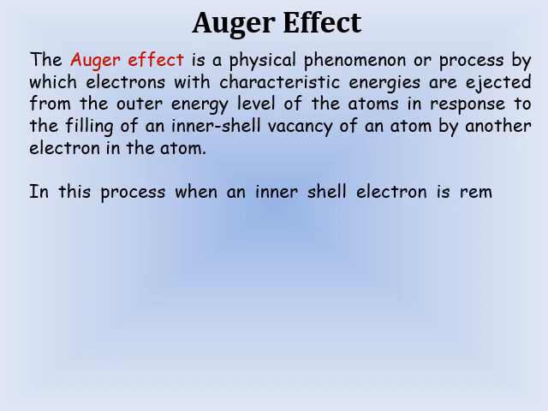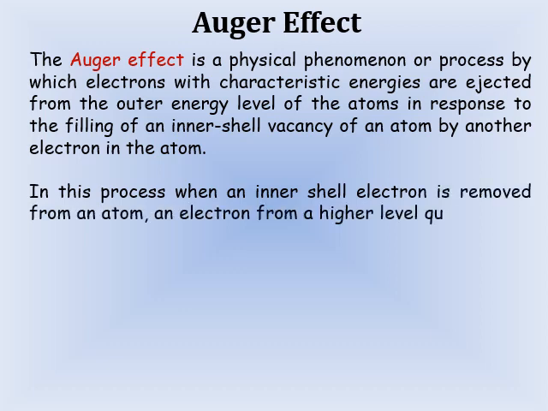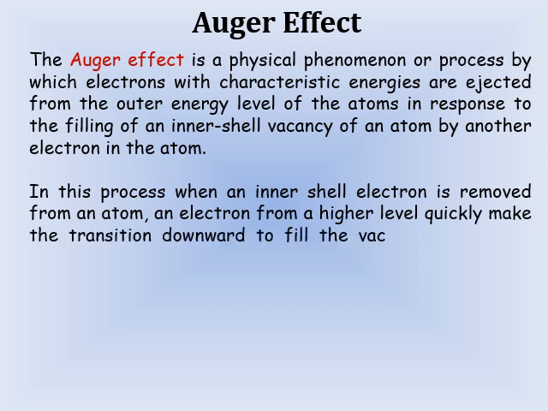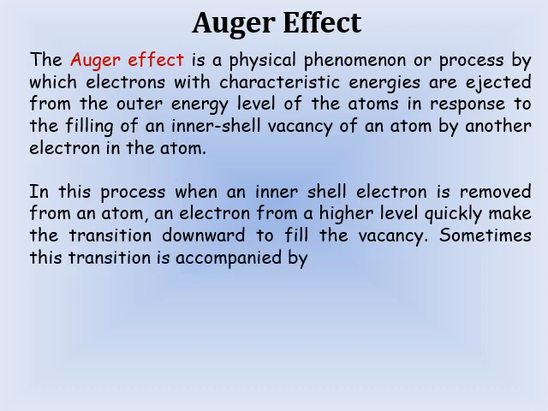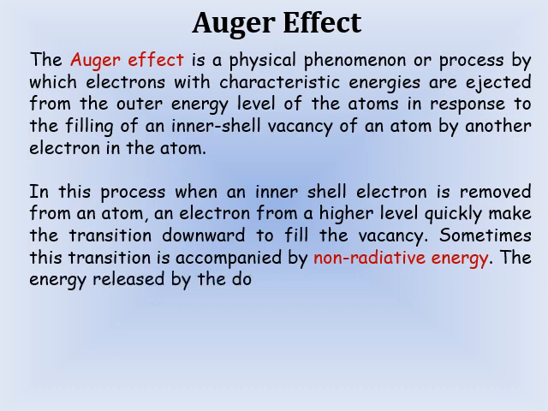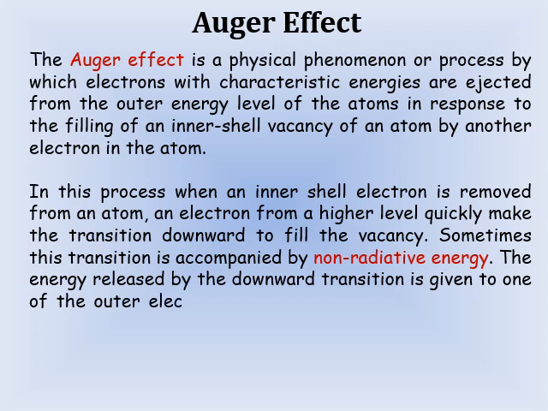In this process, when an inner shell electron is removed from an atom, an electron from a higher energy level quickly makes the transition downward to fill the vacancy. Sometimes this transition is accompanied by non-radiative energy transfer. The energy released by the downward transition is given to one of the outer electrons instead of emitting a photon.